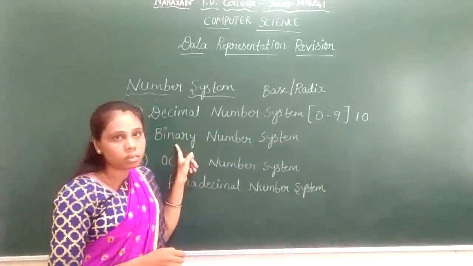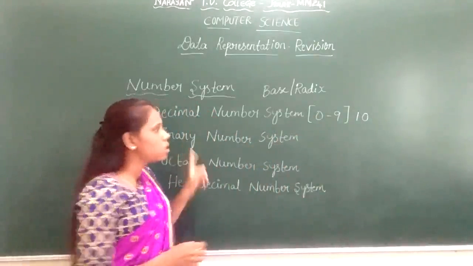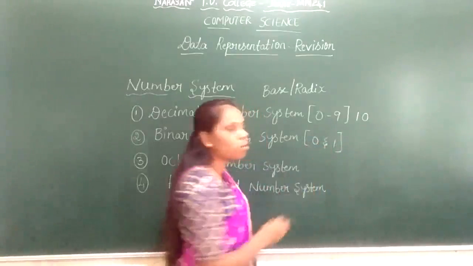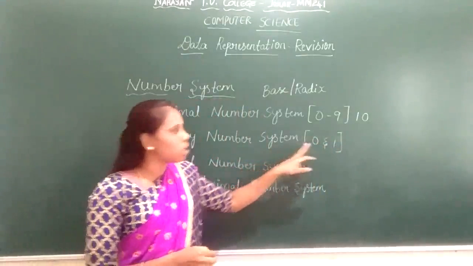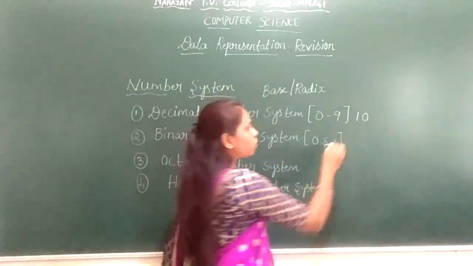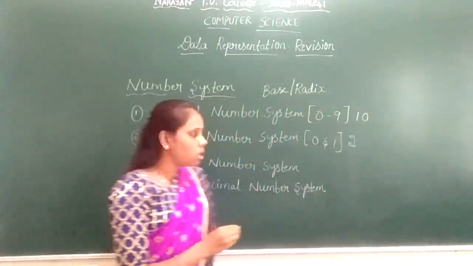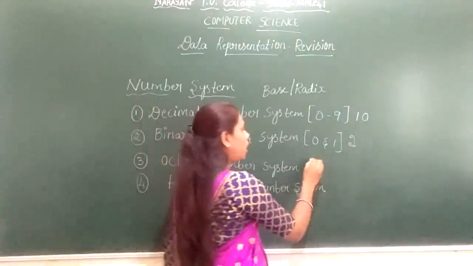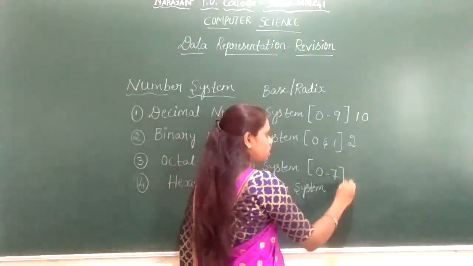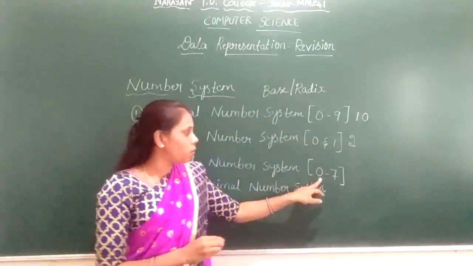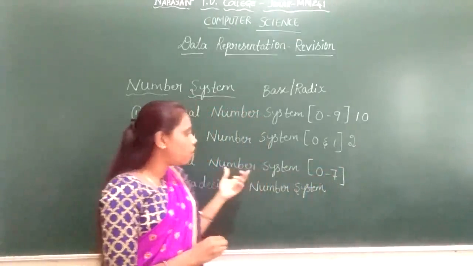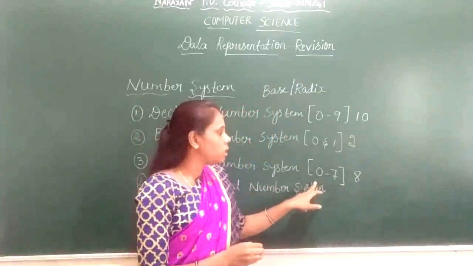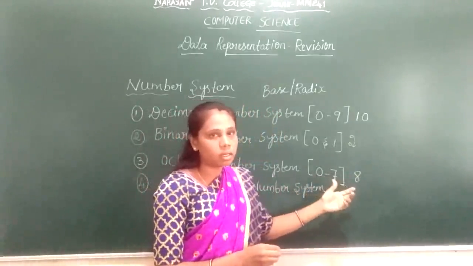Next, binary number system. In binary number system there are total 2 digits, that is 0 and 1. We have only 2 digits in binary number system, that is 0 and 1. Hence the base of this number system is 2. Next, octal number system. In octal number system we have total 8 digits, that is 0 to 7. So all the values will be between 0 and 7. Hence the base of this octal number system is 8. See, base is 8, the digits are from 0 to 7, total 8 digits.